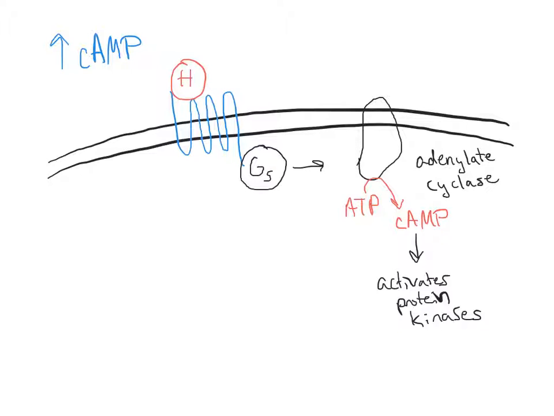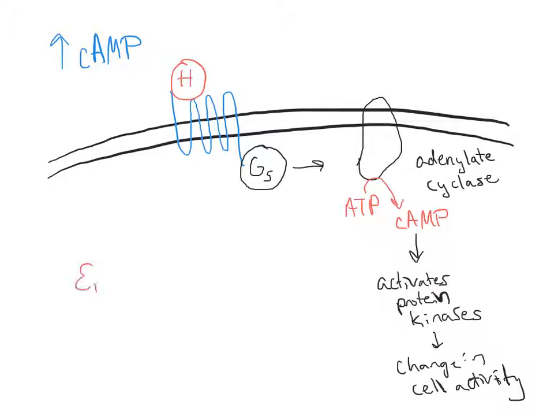Protein kinases are enzymes that add a phosphate group onto other proteins. And adding that phosphate group onto other proteins changes the activity of those proteins, which means that activating protein kinases leads to a change in cell activity, the target cell's response to that hormone. A lot of hormones use this cyclic AMP pathway.